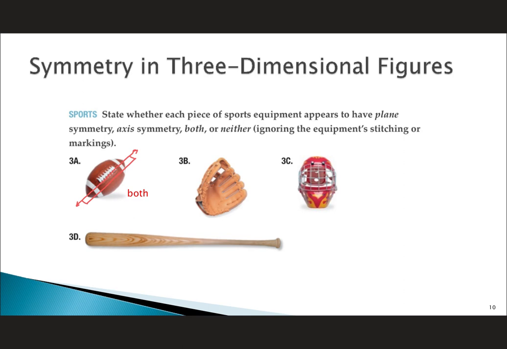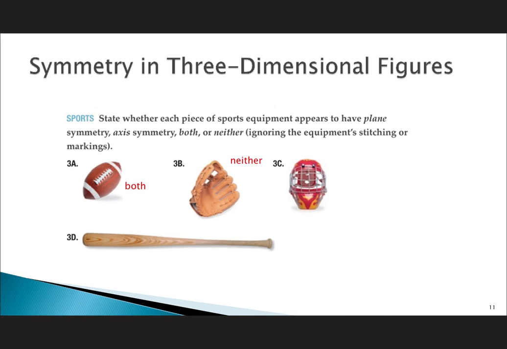All right, the glove. Make your decision in 5, 4, 3, 2, 1. Neither. There is no way you can cut a baseball glove so that both halves are exactly the same. It just won't work. If it is, it's broken. Even then, I don't think it'll work. There's also no way you can stick a string or a stick through it and spin it so that it matches. It's neither.